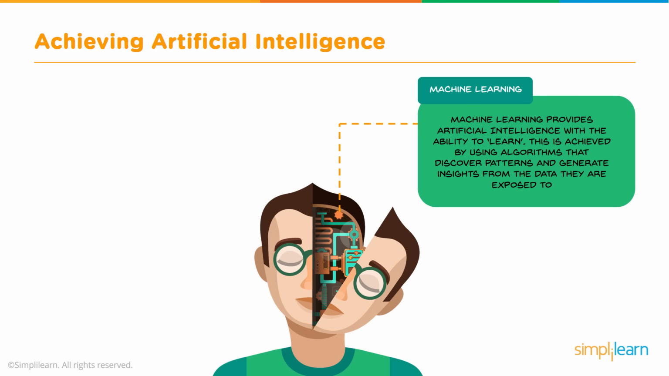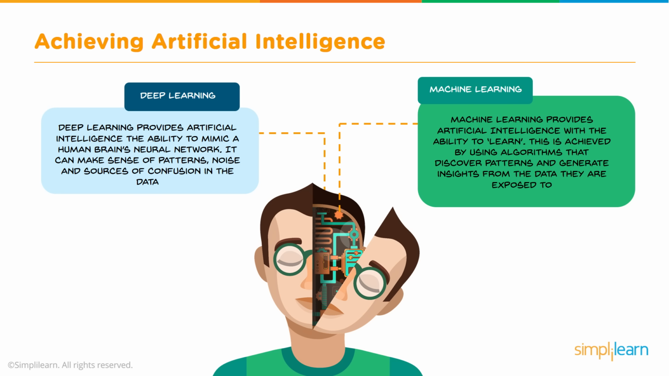And here we have a computer as we get more and more to the human realm of artificial intelligence. You see this guy splits in two and he's inside his hidden networks and machine learning programs. Deep learning, which is a subcategory of machine learning. Deep learning provides artificial intelligence the ability to mimic a human brain's neural network. It can make sense of patterns, noise, and sources of confusion in the data.